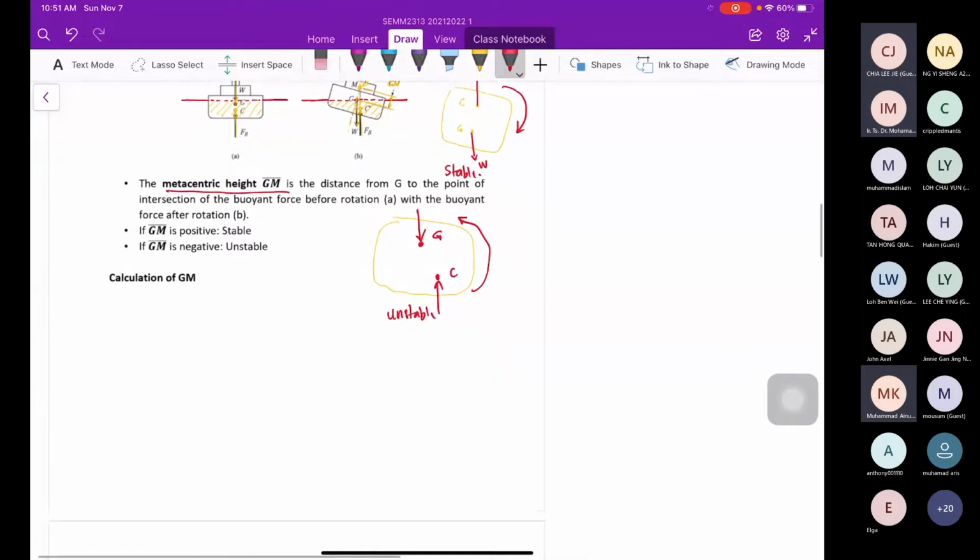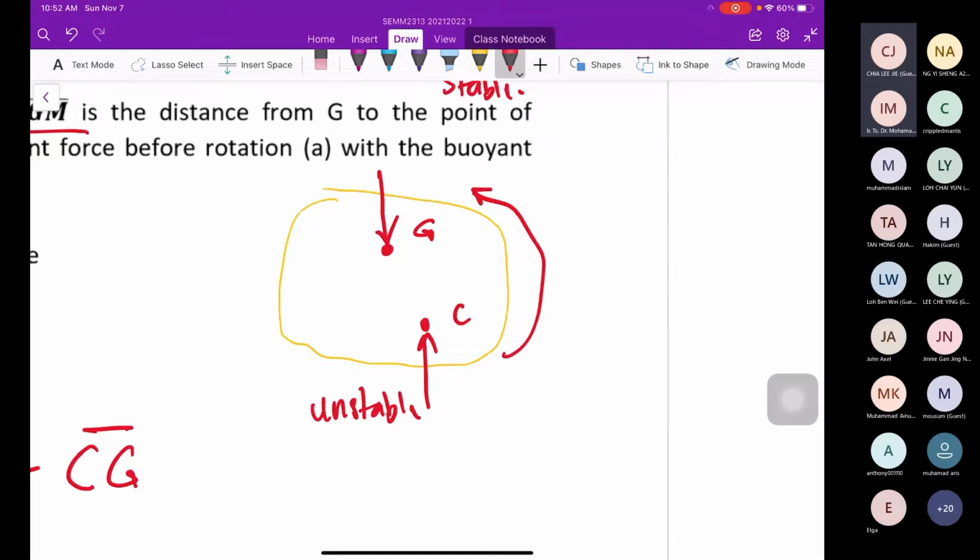Okay, how to calculate the GM? We have the formula. The GM value is GM equal to the second moment of inertia over the displaced volume, minus CG. CG is the distance from the centroid of the displaced volume to the G. This one, yeah, this is CG.